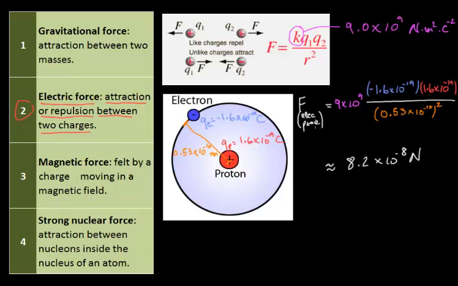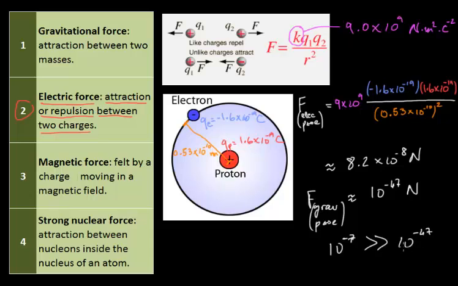So now compare this to the gravitational force between the proton and the electron. The gravitational force between the proton and the electron, that was approximately in the order of magnitude of 10 to the minus 47 newtons. So this being in the order of magnitude of 10 to the minus 7 and this 10 to the minus 47, well, 10 to the minus 7 is 40 orders of magnitude above 10 to the minus 47. So clearly the force that predominates the behavior of electrons and protons within an atom is the electric force and not the gravitational force.